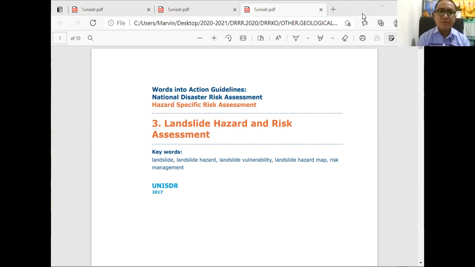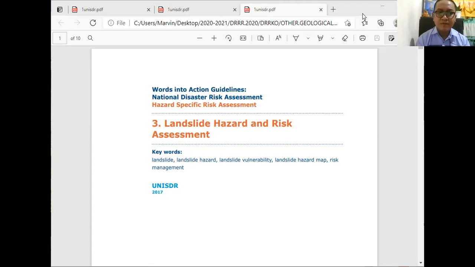But for now, we are going to focus on other geological hazards. So meron tayong iisipin na land movement, the landslide, the mudslide, or even sinkhole na pwede po natin ma-category dito sa other geological hazard.